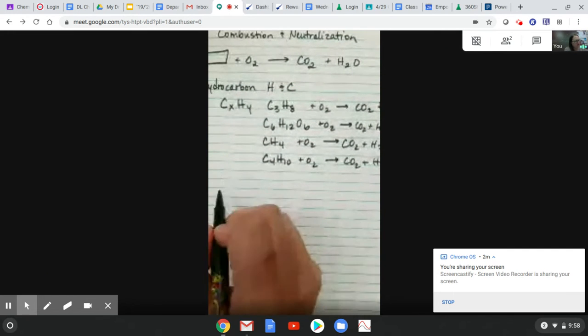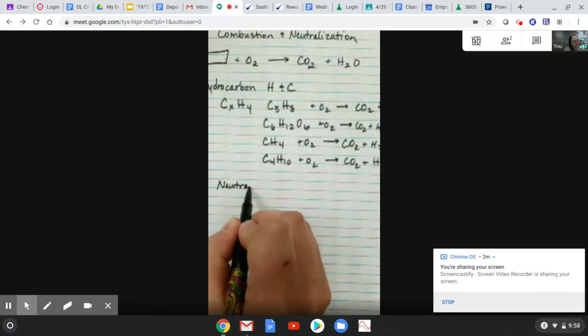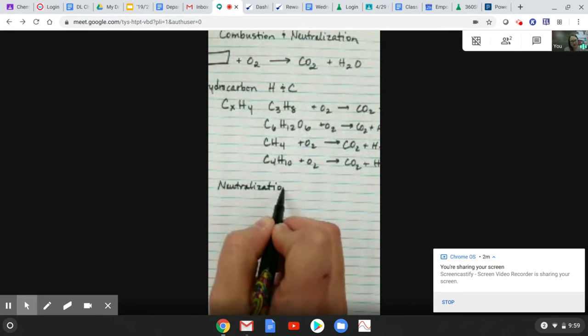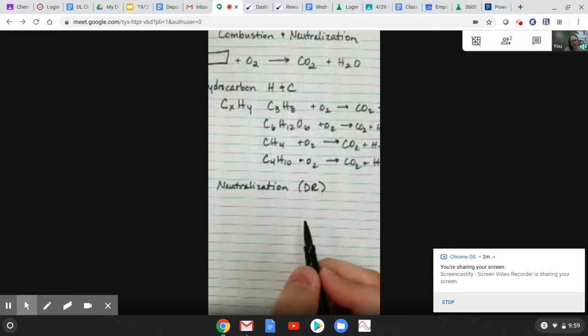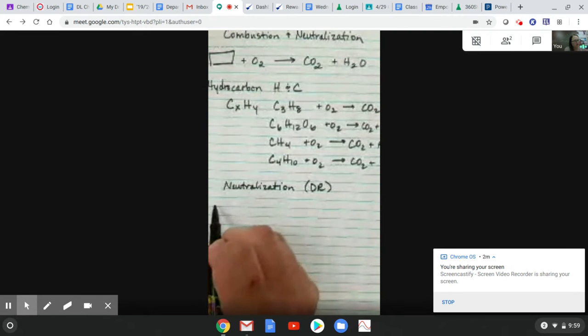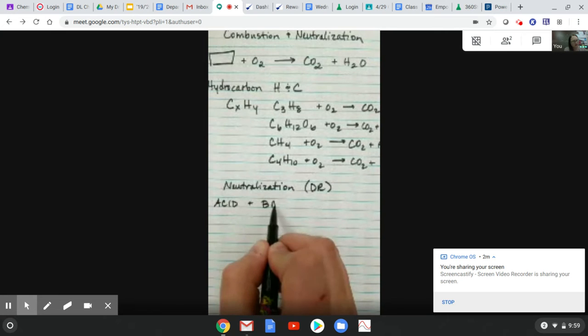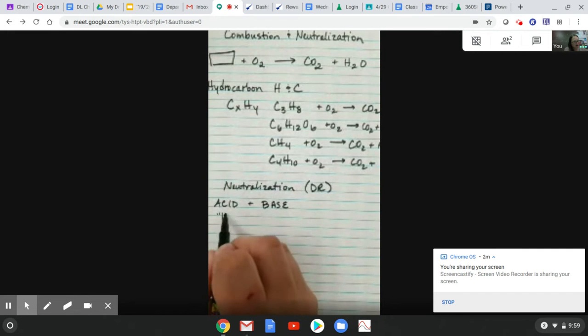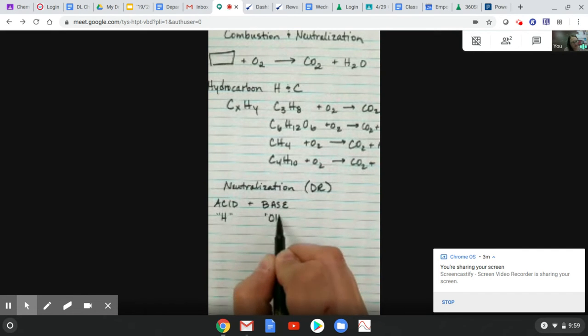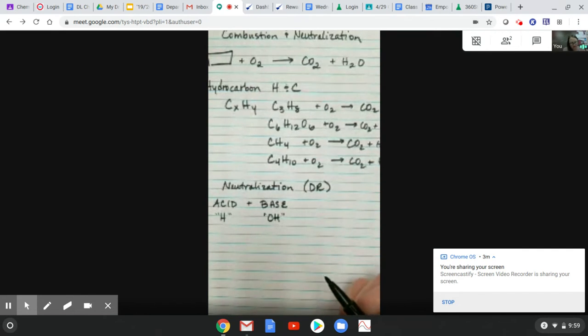Neutralization reactions are a specific type of double replacement reaction. So they are a double replacement because you are starting with 2 compounds, and your 2 compounds are going to be an acid and a base. So whatever acid you're starting with, your acids are always going to have hydrogen in them, and in this case, your bases are going to have hydroxide in them.